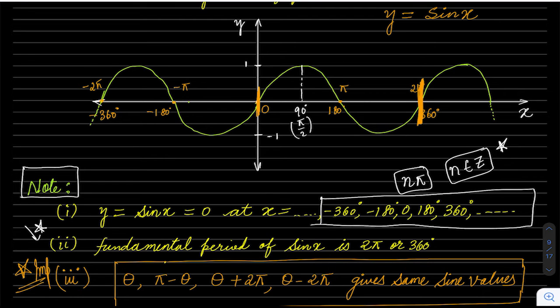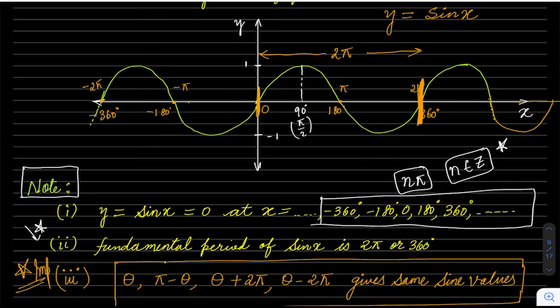now what happens after 2 pi is that you get the same graph again. It will go like this again. So basically the graph is repeating after 2 pi. This interval, this length of x that we are getting here in this case is 2 pi, that is 2 pi minus 0. So this length is known as the fundamental period.